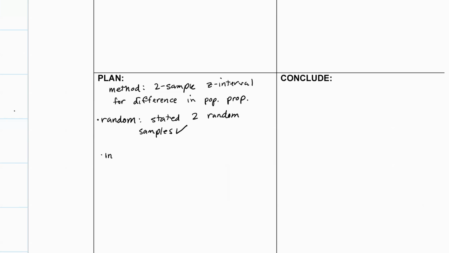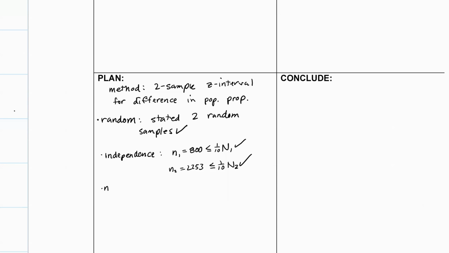Second condition is that we have independence. And in this case, N1, which was 800, is certainly less than 1/10 of the population of all US teens. And that N2, which was 2,253, is certainly less than 1/10 of all US adults. We can pretty safely say that there are at least 22,530 US adults.